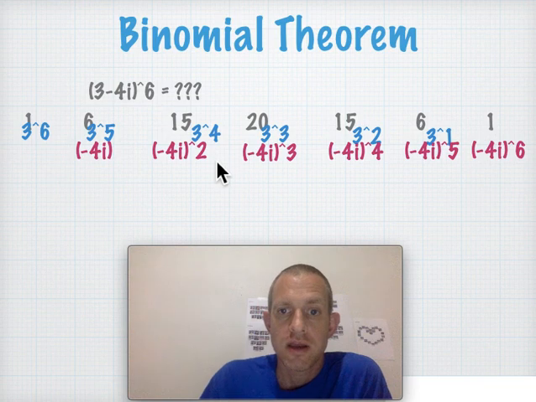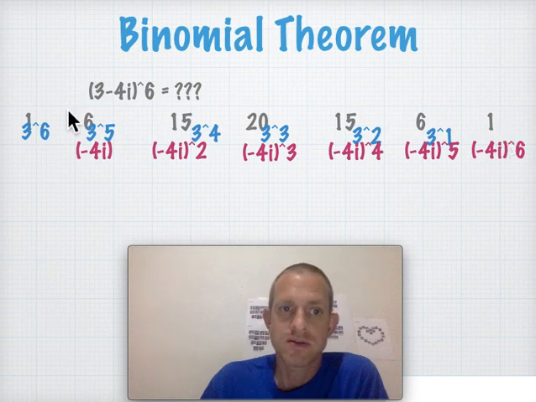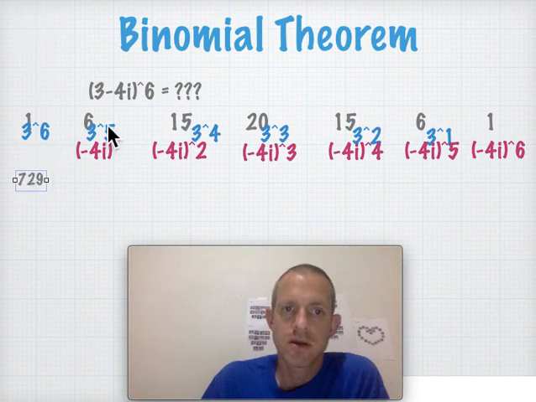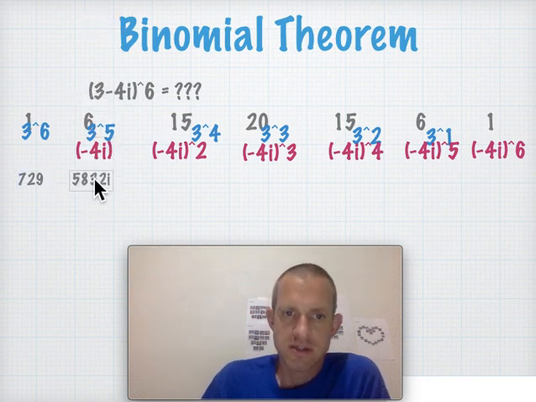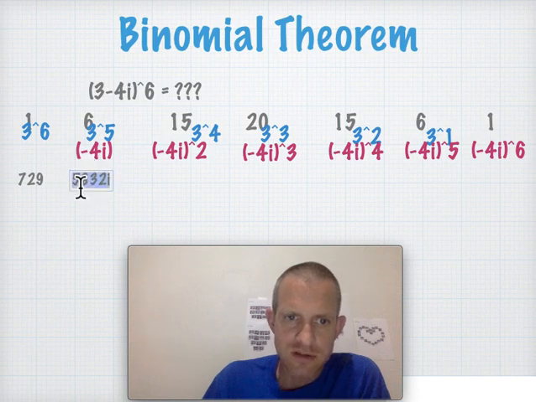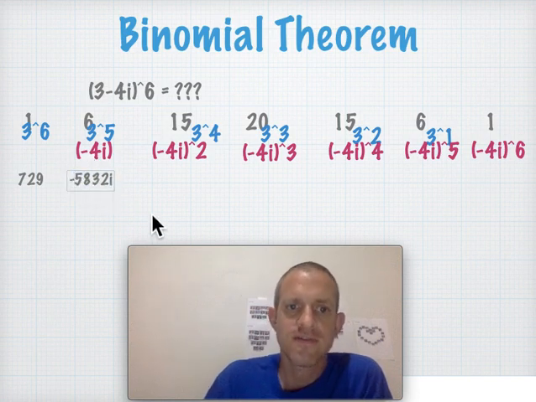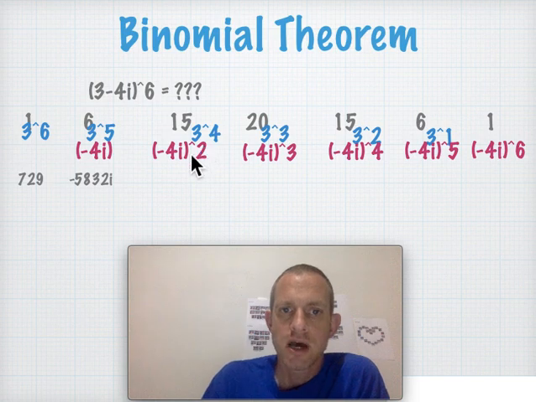So now, each one of these terms then needs to be multiplied out. And so over here, 1 times 3 to the 6th is 729. 6 times 3 times 3 times 3 times 3 times 3 times negative 4i is this, although I have it wrong because I forgot the negative. So this would have to be negative 5,832i. If I multiply all these out, you should get negative 19,440.